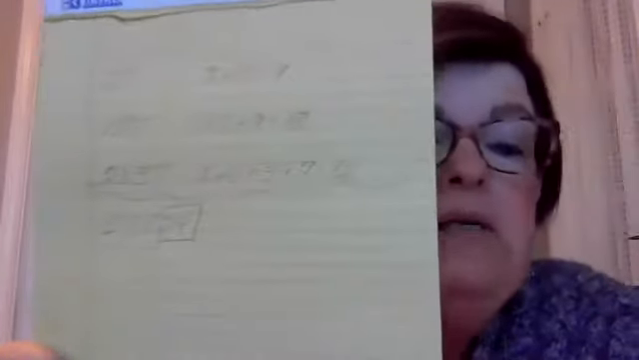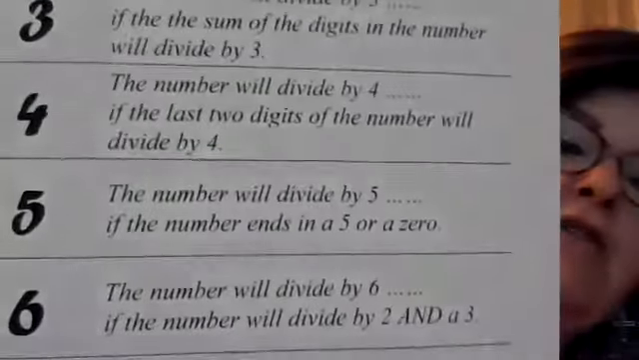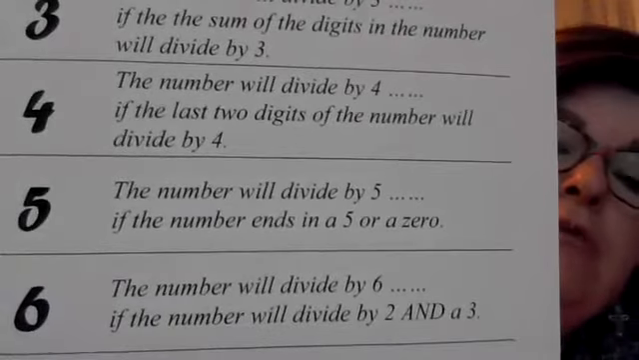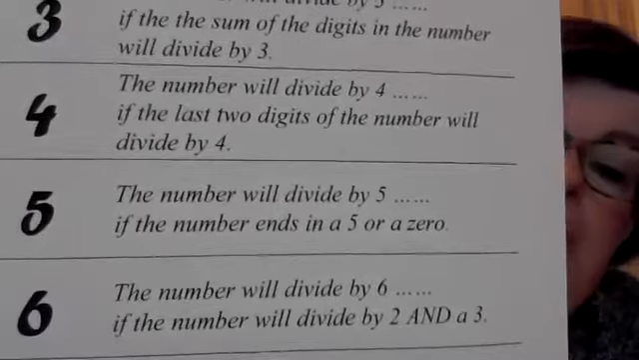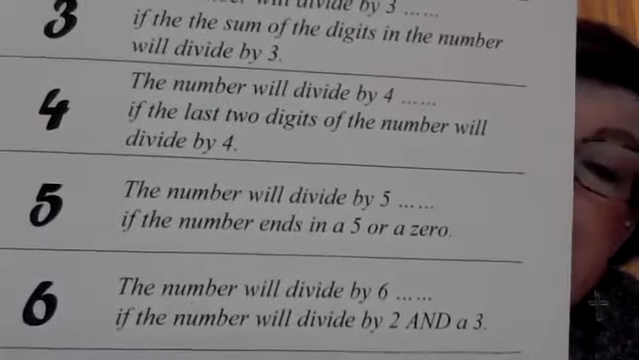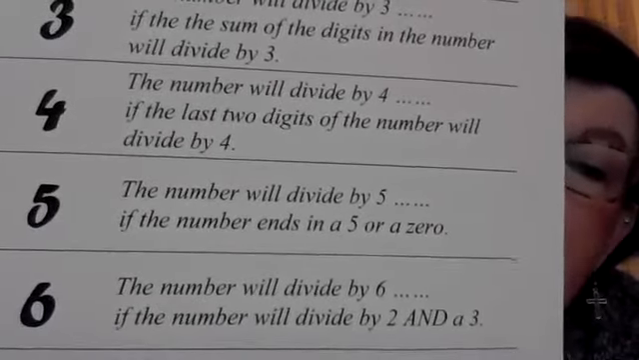Now, like Brandy said, the 5 and the 10, you can tell if a number is divisible by 5 if it ends in 5 or 0. And it's on your paper. It says a number will divide by 5 if the number ends in a 5 or a 0. That one's easy. All you do is look at it. If it has a 5 or a 0 on the end, it will divide by 5.